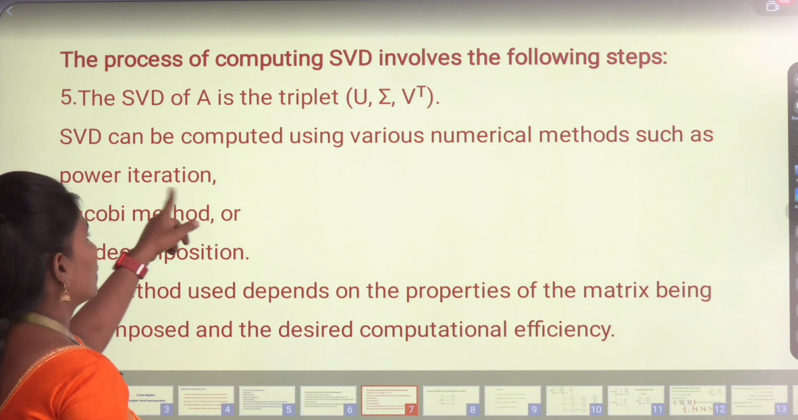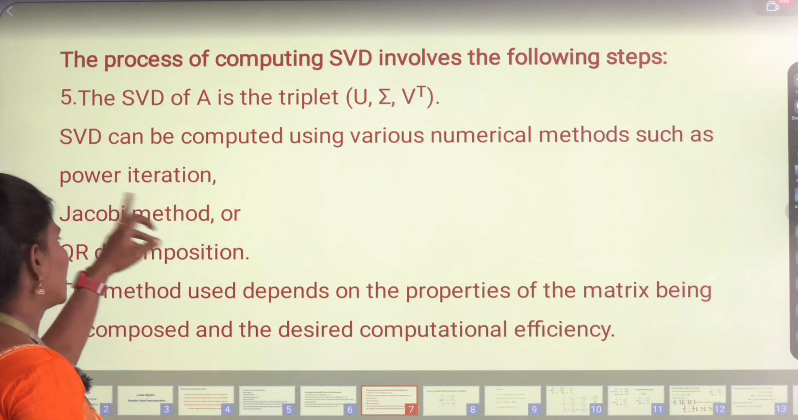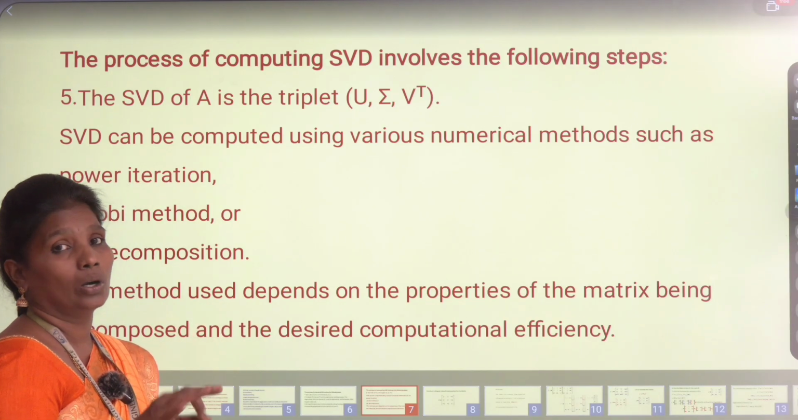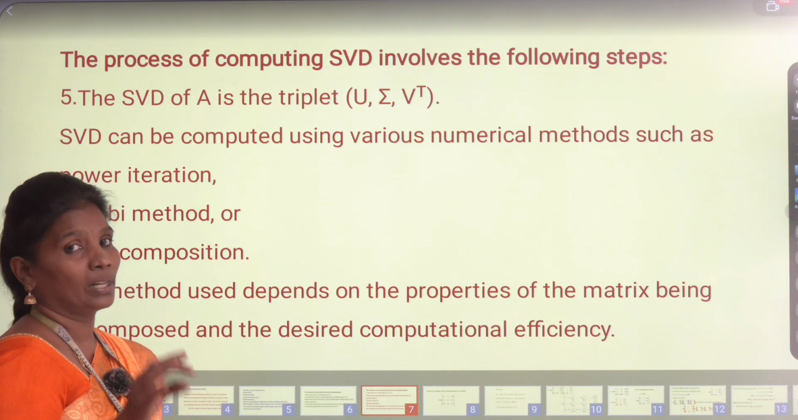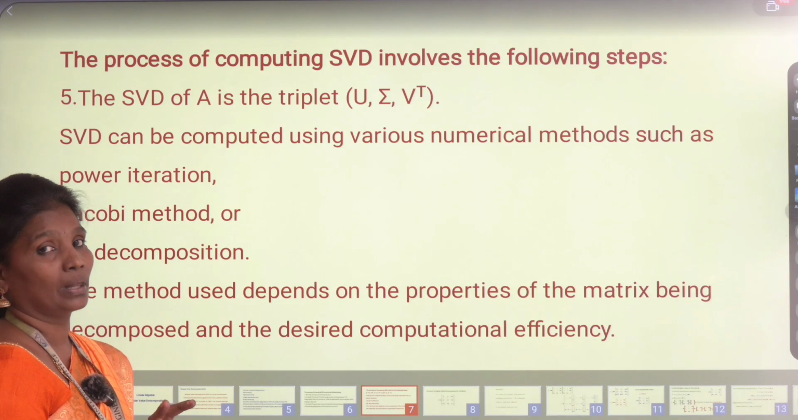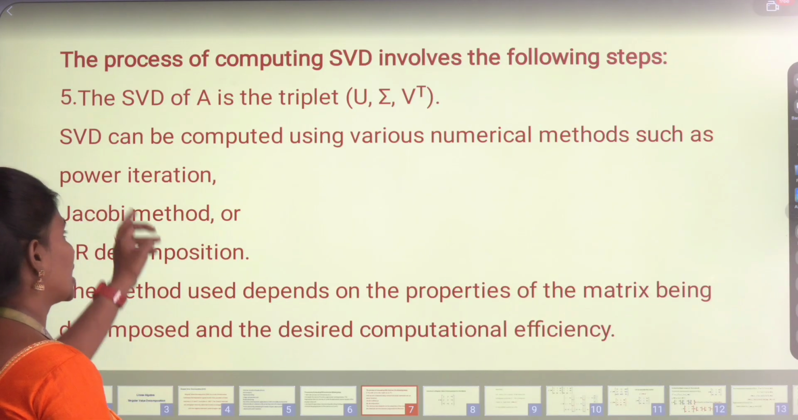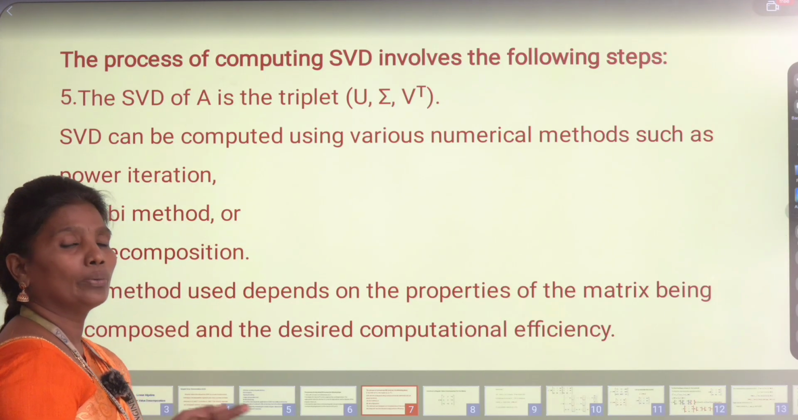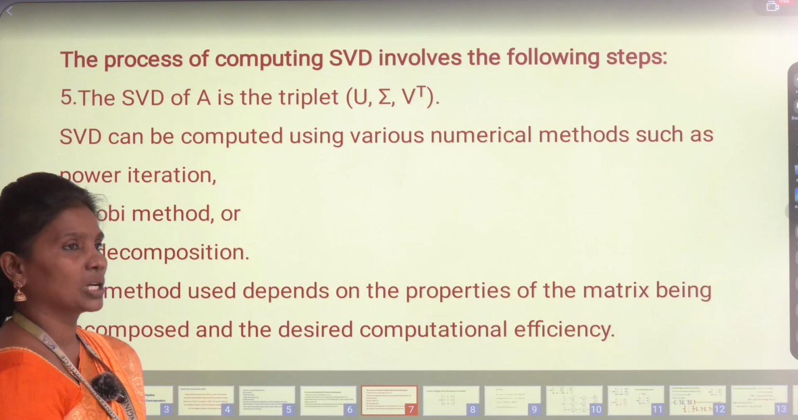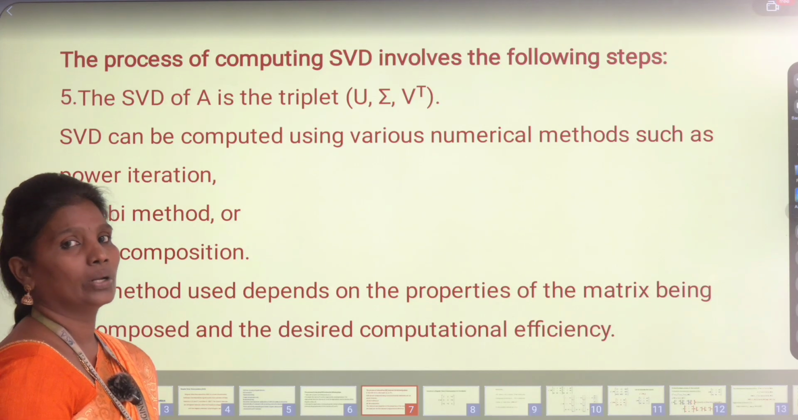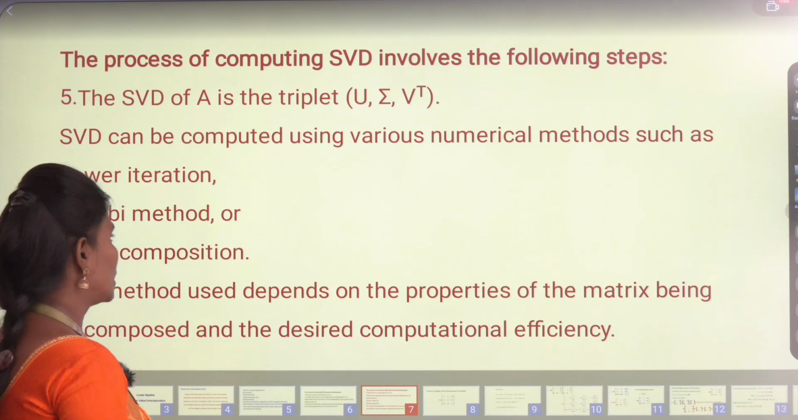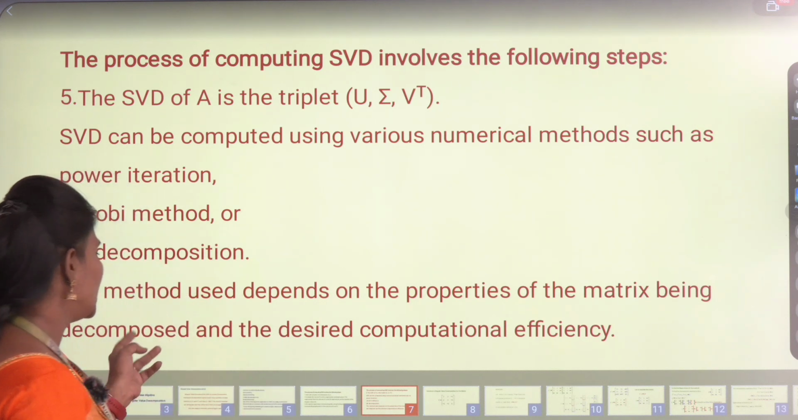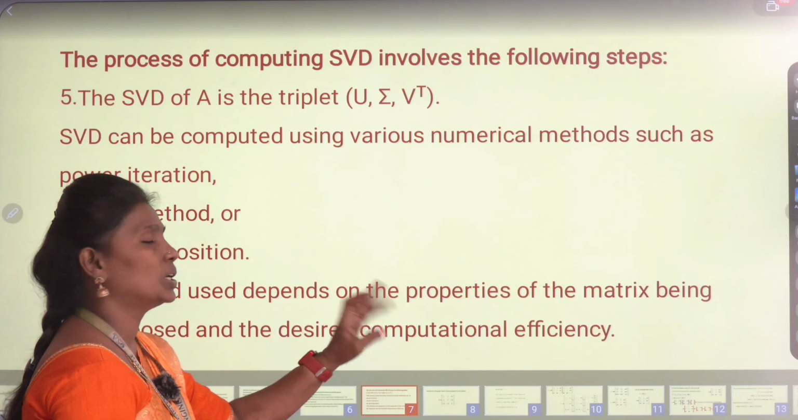SVD can be computed using various numerical methods such as the power iteration method and the Jacobi method. These are indirect methods. We can't use a direct method for a singular matrix. Only indirect methods or factorization methods are used. SVD is a factorization method, and you also have some indirect methods, namely power iteration and Jacobi. Power iteration is an iteration where you choose some initial value. It is not an accurate value, only an approximate value. With an indirect method you get only an approximate value. The method used depends on the properties of the matrix being decomposed and the desired computational efficiency.